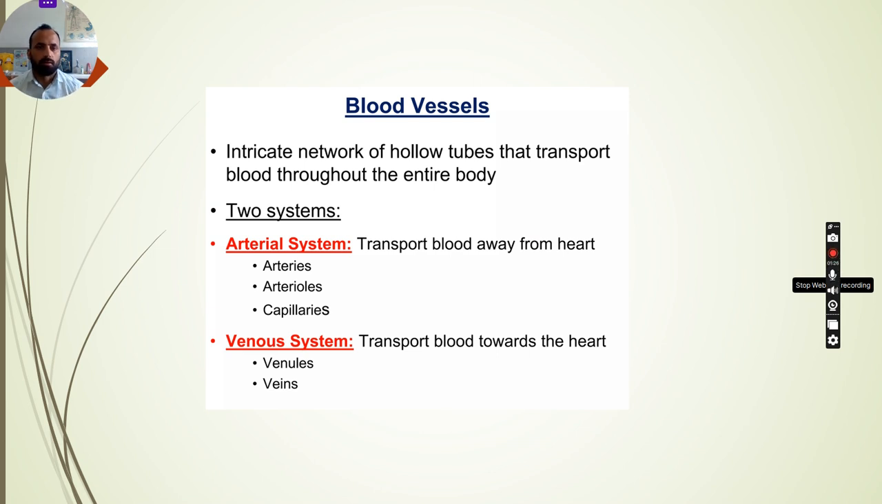Blood vessels are basically of two systems that are present in the body. One is the arterial system, one is the venous system. The arterial system transports the blood away from the heart, and in the venous system the blood is transported towards the heart. The arterial system contains the arteries, arterioles, and capillaries, while the venous system has the venules and the veins.